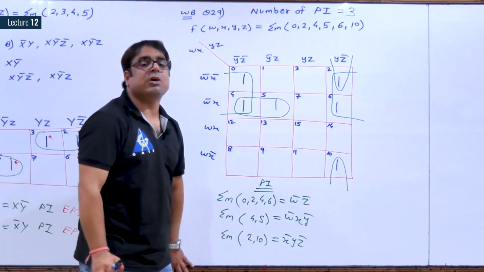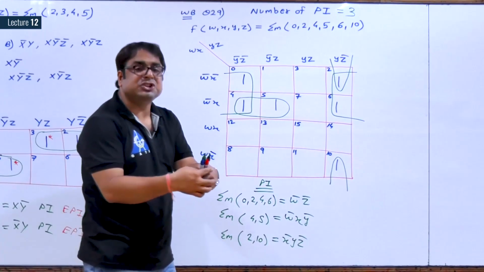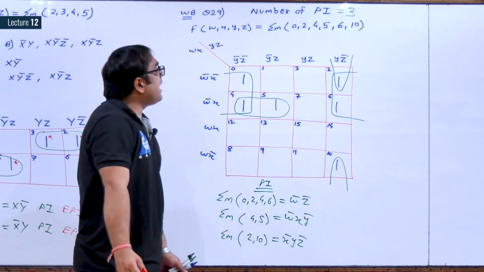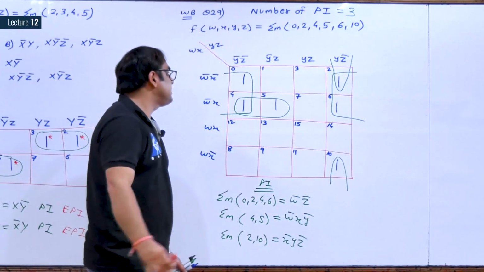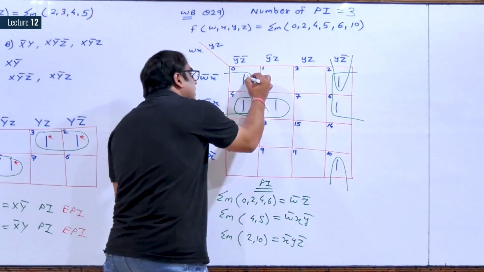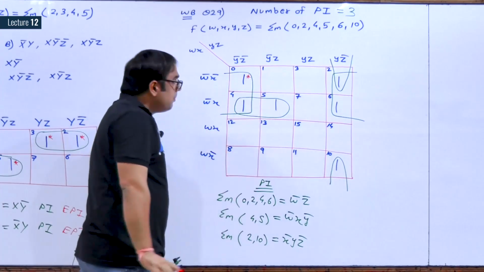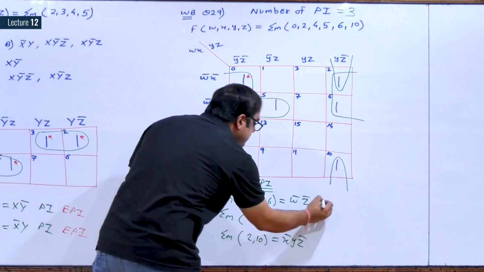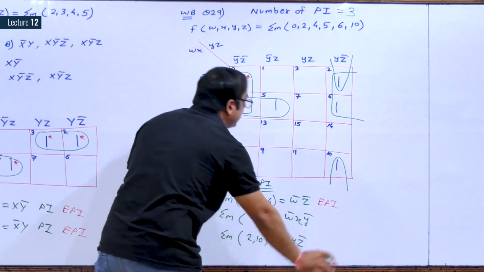Also, we want to find out which of them are essential prime implicants. See, minterm number 0 has only one option. Because of this, this is an essential prime implicant.